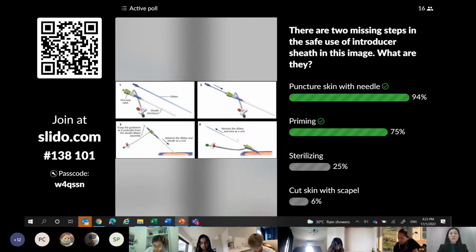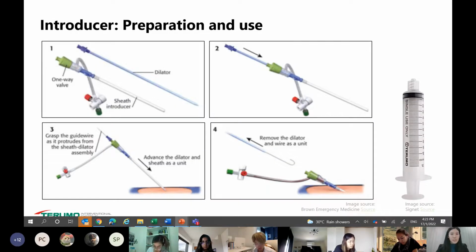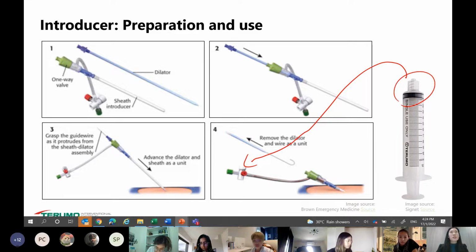and then they can put the introducer sheath through. Okay, so the correct steps are, of course, you first prepare the device. You prime the device, and then you puncture the skin with a needle. After assembly, you insert the introducer into the skin, and then remove your mini guide wire and your dilator, and then you are ready for your next steps. So how you prime, basically, is with a syringe with saline heparin solution, attach it to the side tube, and prime the device. This one you also learn during your hands-on simulation itself.